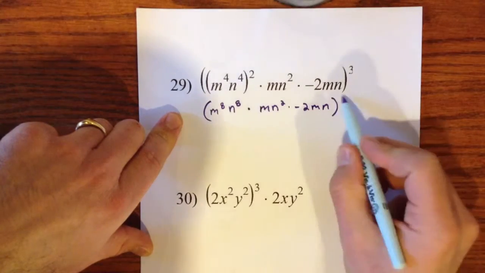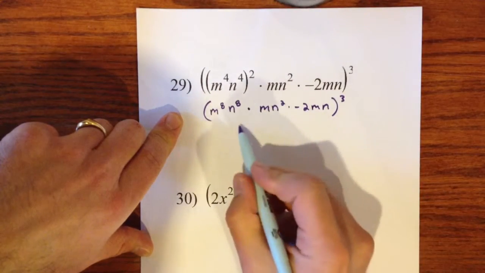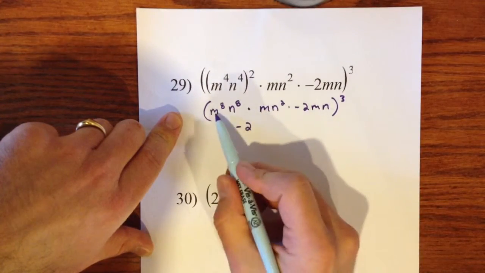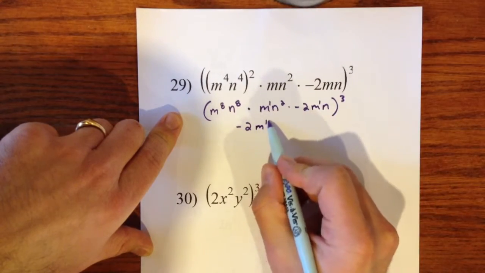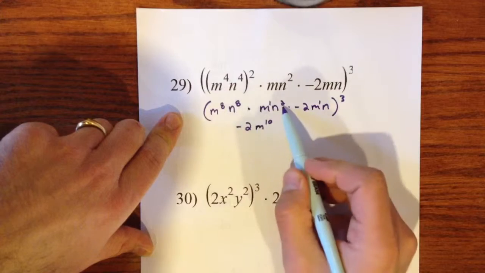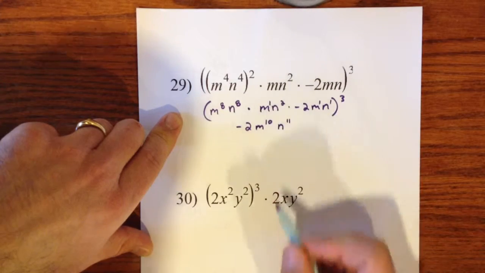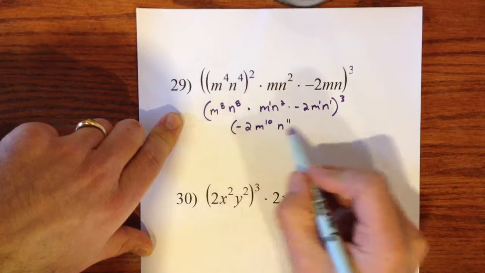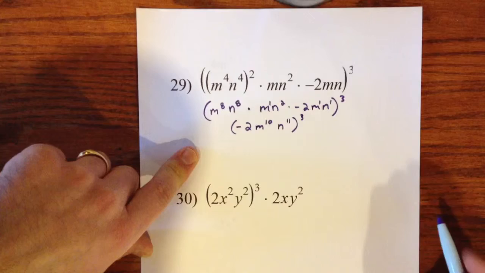And it's still all to the 3rd power. So I'm going to bring this all together here. I have the -2 that's going to be out front. I have 8, 9, 10 m's. And I have 8 plus 2 plus 1. So it looks like I have 11 n's. And then finally I got to take all this to the 3rd power.